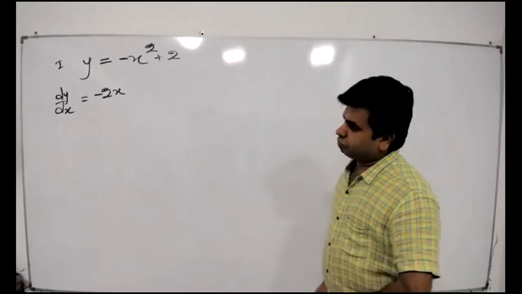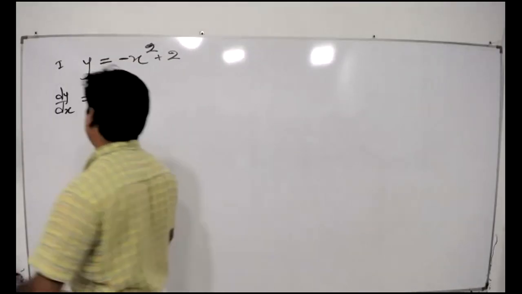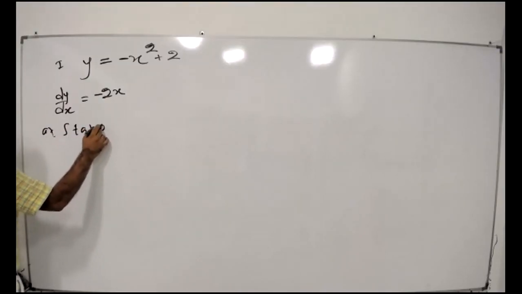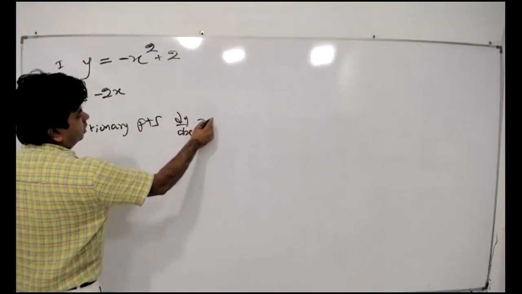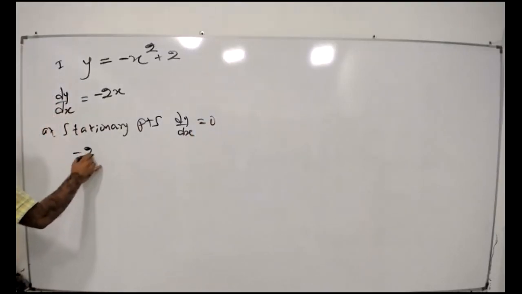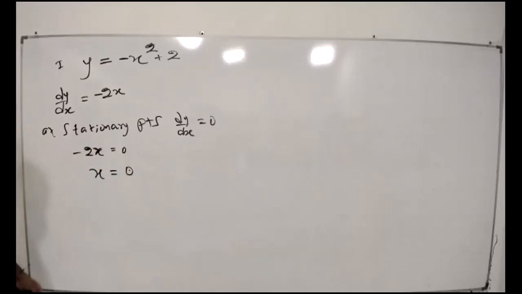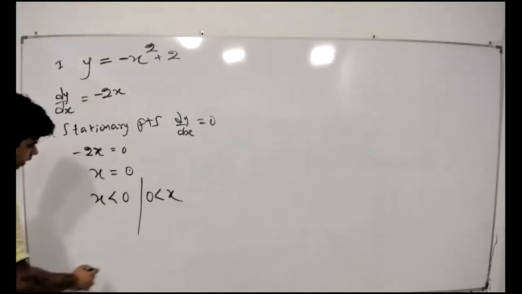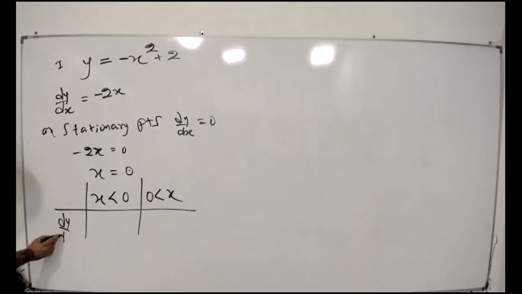Now, shall we take the x value for the stationary point? At stationary points, you know that dy by dx equals 0. That means if you equate minus 2x to 0, the corresponding x value is 0. Now, what do we do? For values lesser than 0 and greater than 0, we can check the sign of dy by dx.